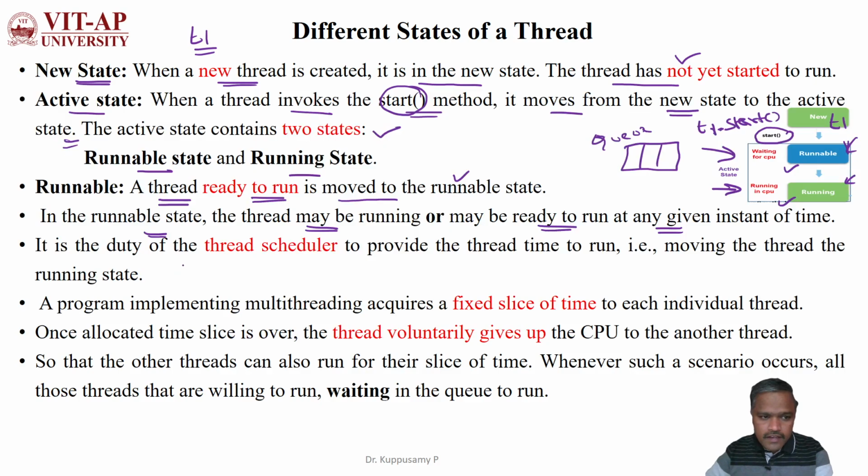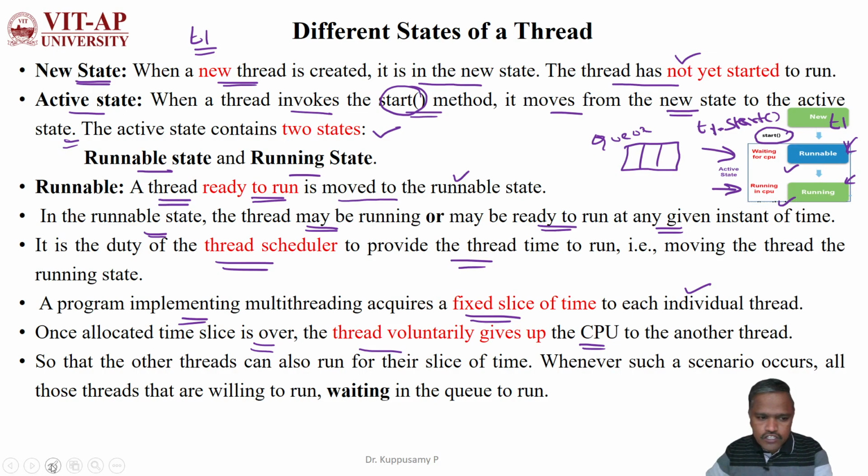Then it is the duty of the thread scheduler, as I said, to provide the time to each and every thread to execute. A program implementing multi-threading allots a fixed slice of time to each individual thread. That means to execute the thread, we have to allot the time, which is called the time slice. Once the time is over, the thread voluntarily gives up the CPU to another thread.